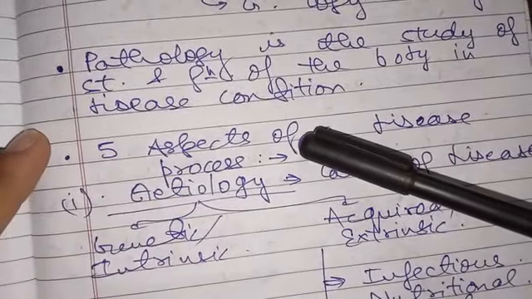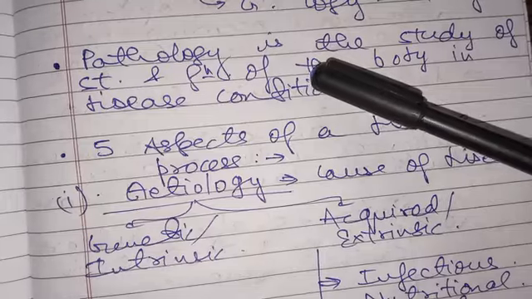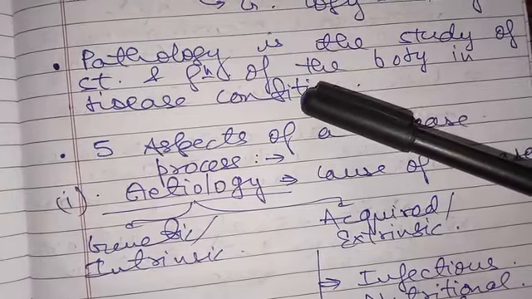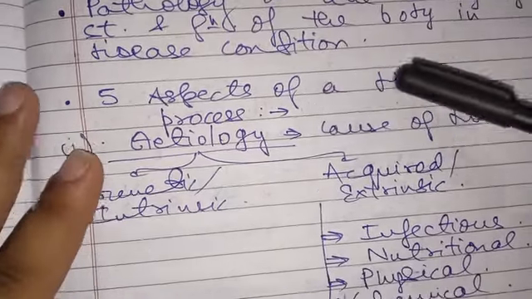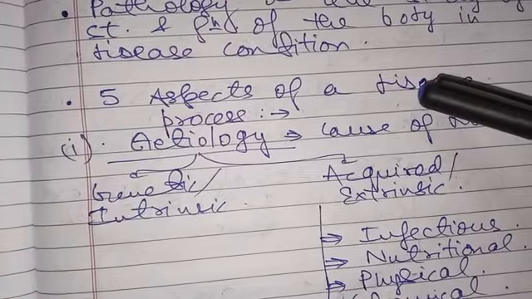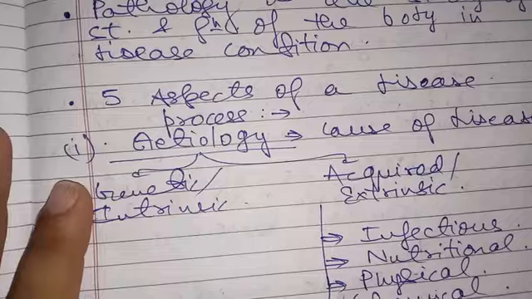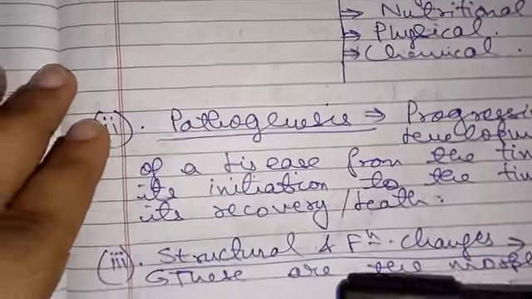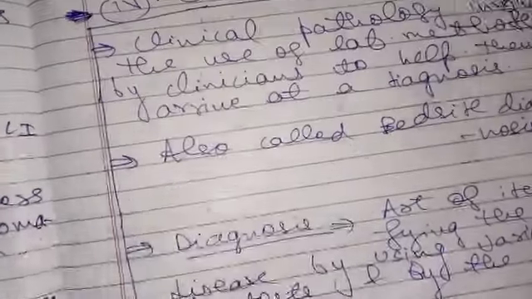The study of structure and function of the body in normal condition is called anatomy and physiology respectively, but in disease condition that is called pathology. There are 5 aspects of a disease. A disease revolves around 5 aspects: etiology, pathogenesis, structure and functional changes, clinical significance, and result or termination. So I will discuss each of these.